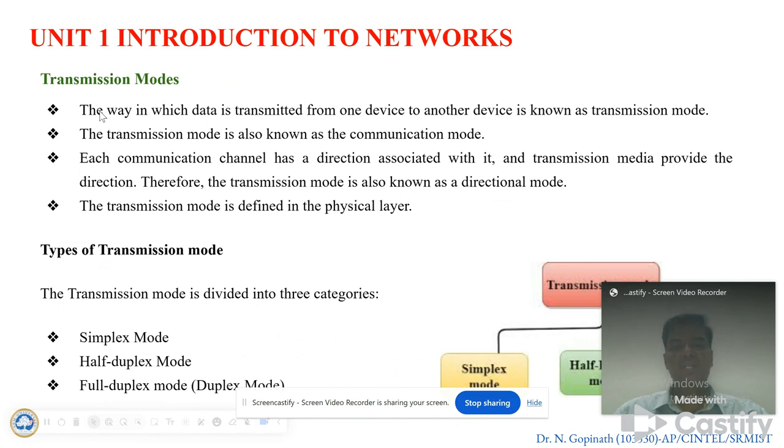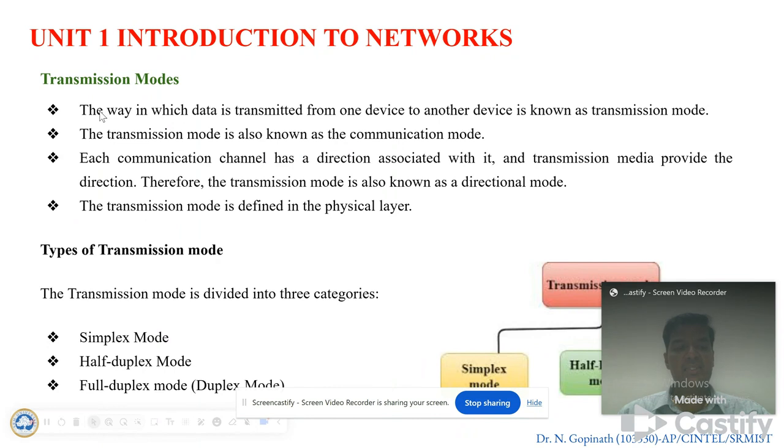Next we will move on to the transmission modes. The way in which data is transmitted from one device to another device is known as transmission mode. The transmission mode is also known as a communication mode. Each communication channel has a direction associated with it, and transmission media provide the direction. Therefore, the transmission mode is also known as a directional mode. The transmission mode is defined in the physical layer of the OSI layer.